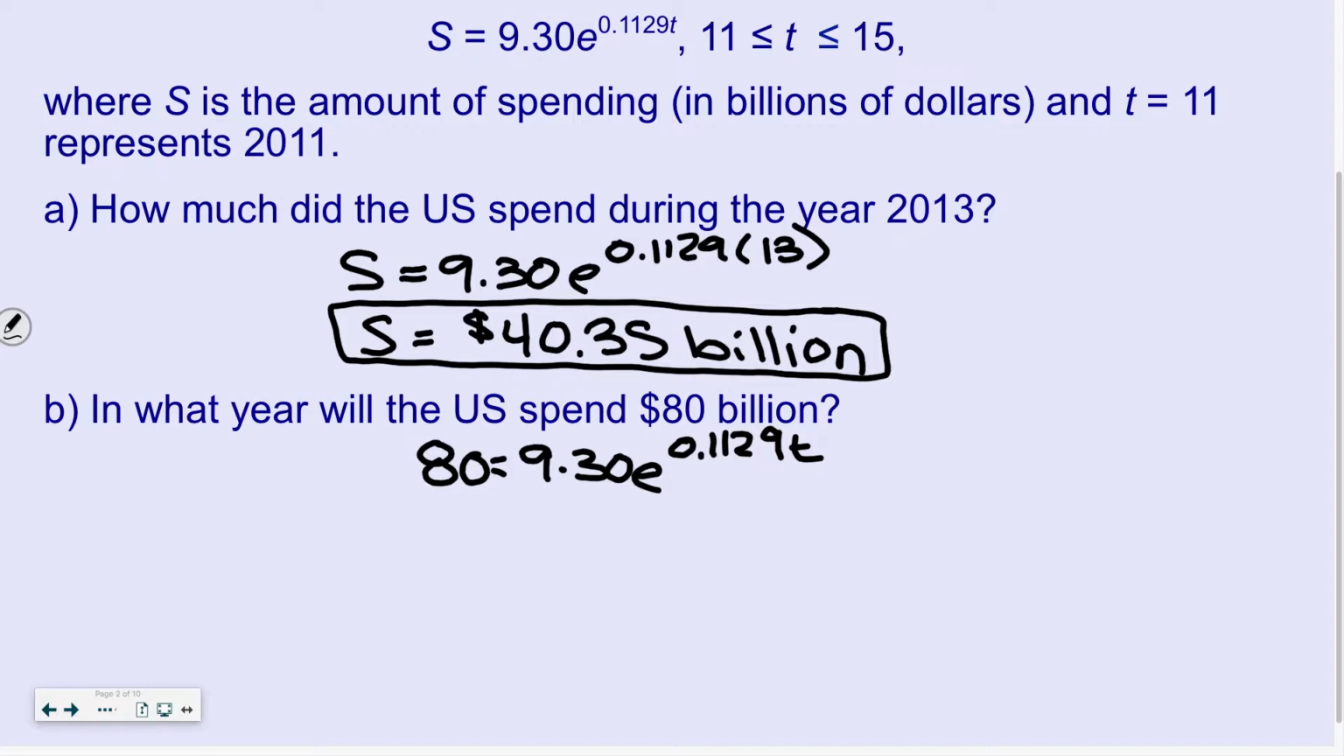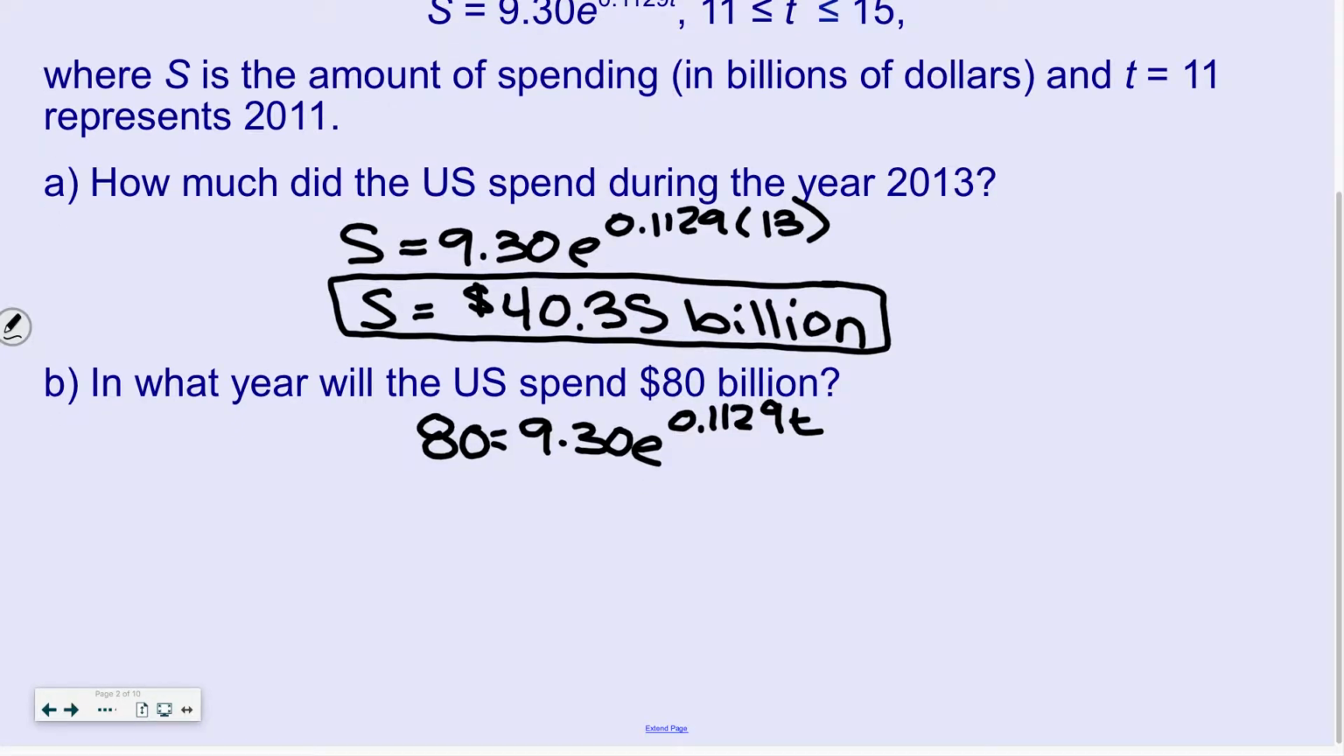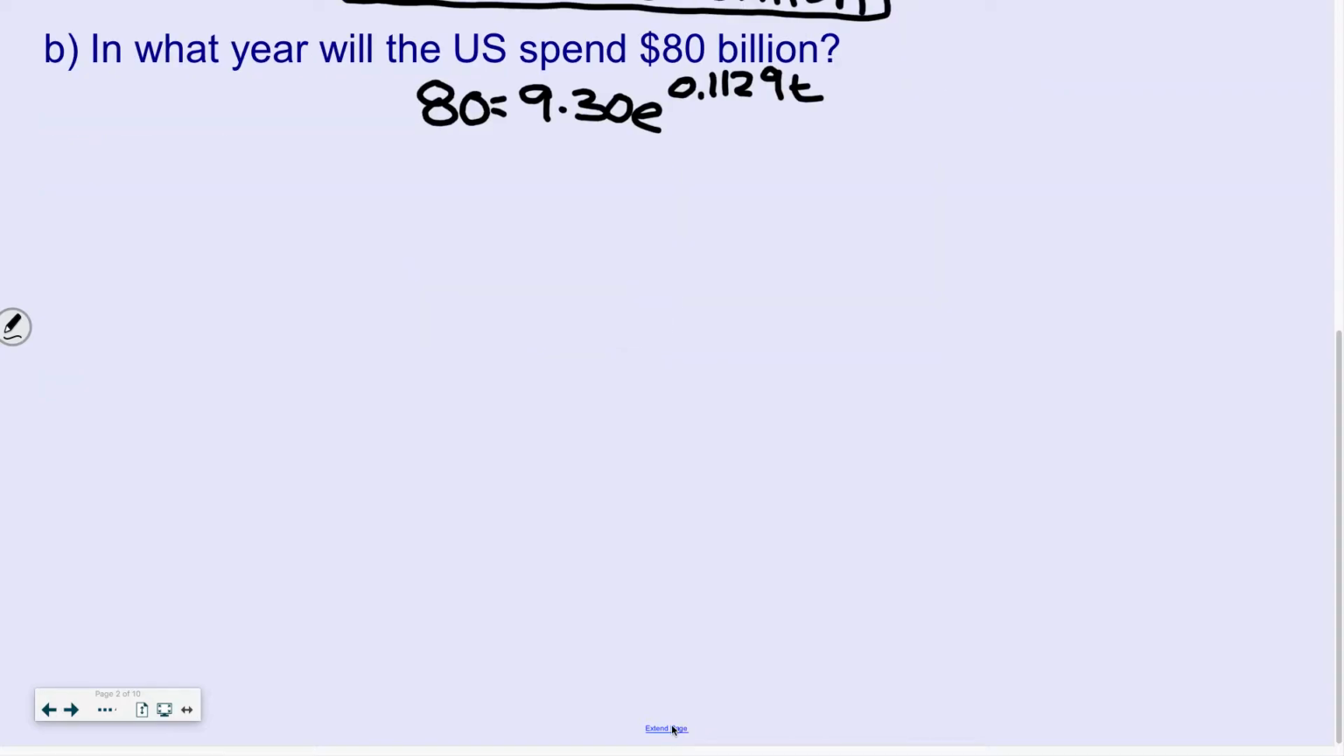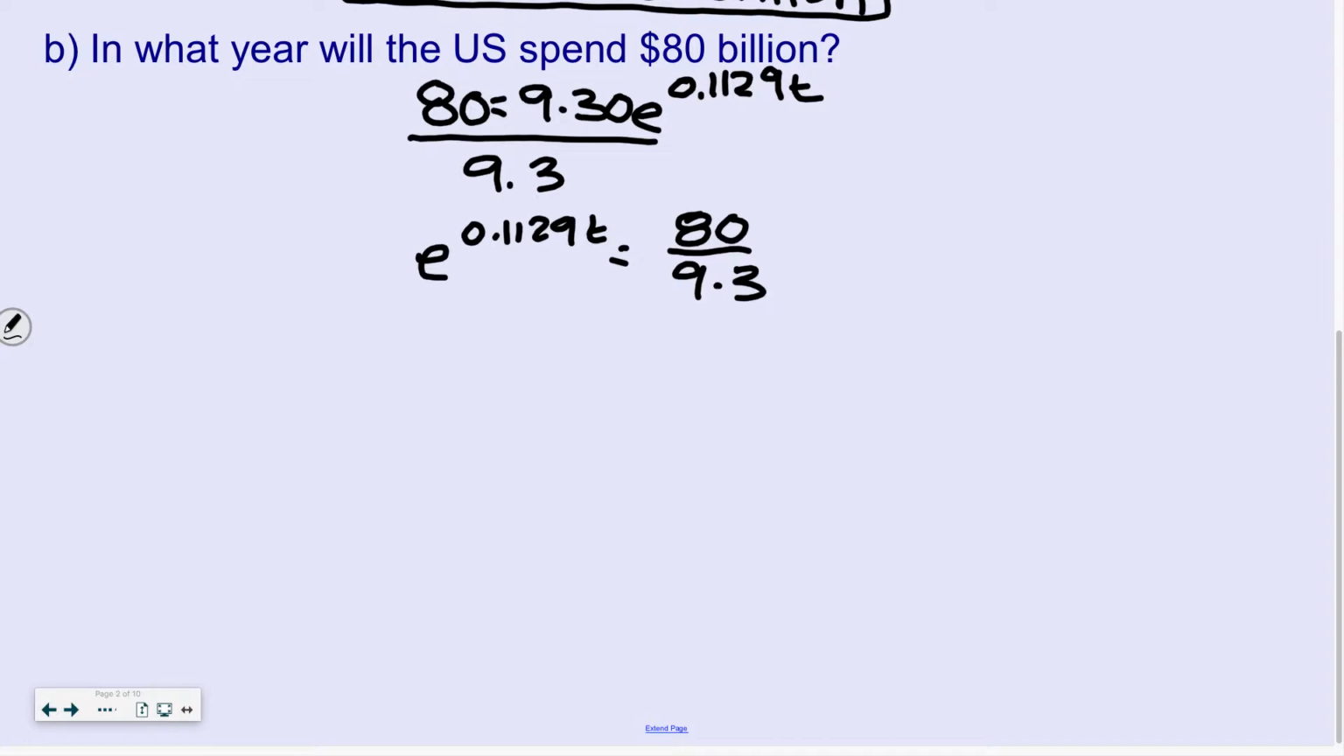So I see exponential. I want to isolate the base and the exponent. That would mean I want to get e to the 0.1129 by itself. So I'm going to divide by 9.3. Whatever I get, I'm just going to call it 80 divided by 9.3 for right now. I now have the base raised to an exponent all by itself, so I'm ready to rewrite it in a logarithmic form so I can break into the exponent there.